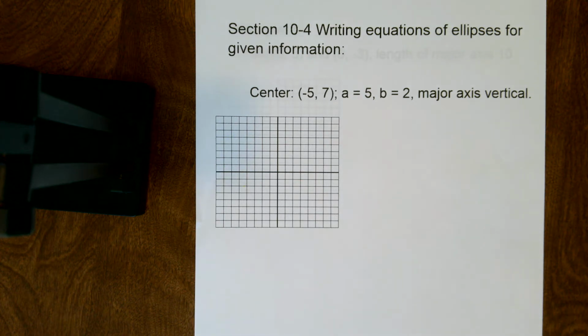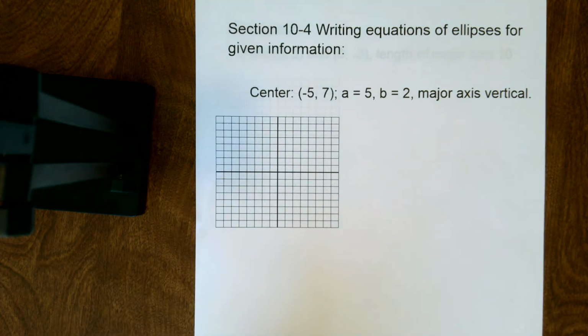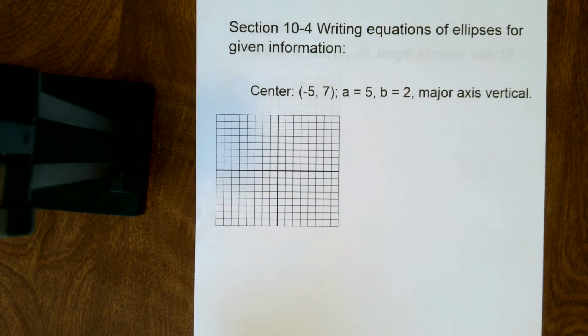So in example 1 here, we give the center of -5, 7, and we know that a equals 5 and b equals 2, and our major axis is going to be vertical. So how would I tackle this problem? The first thing I would suggest that you do is go ahead and graph what you know. It's always good to have a piece of graph paper alongside you when you're doing these.